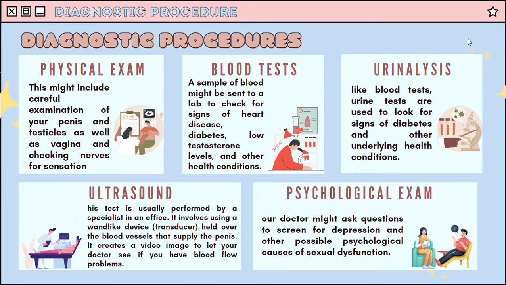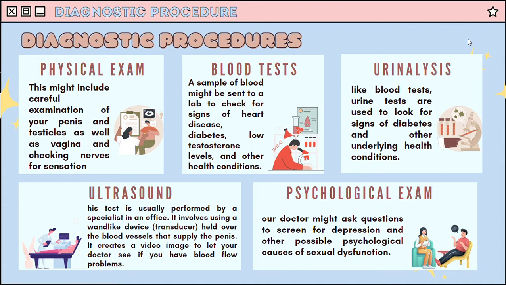For blood test naman, a sample of blood might be sent to a lab to check for signs of heart disease, diabetes, low testosterone levels, and other health conditions. Gaya nga na na-mention kanina, one of the factors of this sexual dysfunction can be diabetes or other health conditions. For urinalysis naman, like blood tests, urine tests are used to look for signs of diabetes and other underlying health conditions that can cause sexual dysfunction.